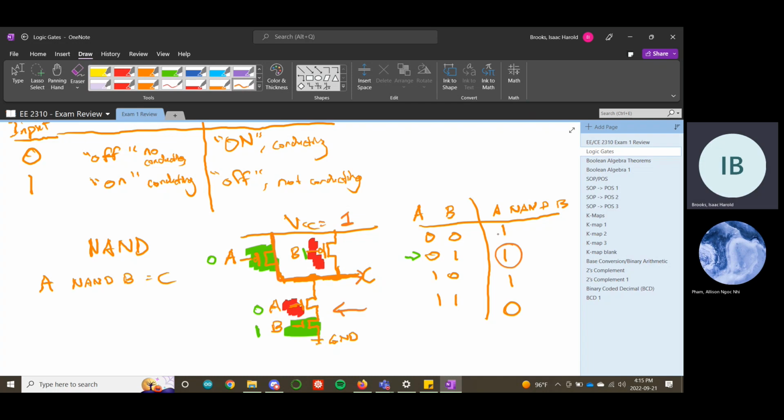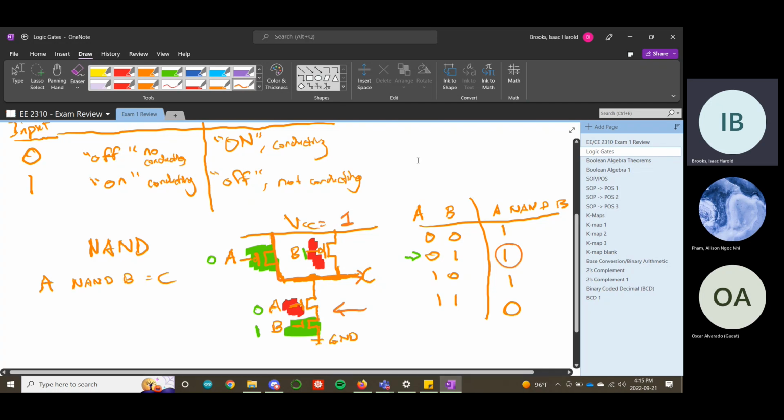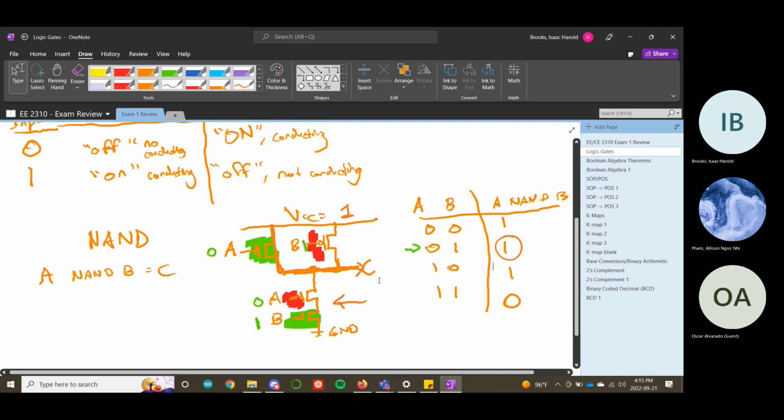So does this make sense? We're looking at each of the transistors, looking at their inputs, and figuring out whether they're conducting or not conducting. You might have a question like this on your exam. I know when I took this class, I had a question like this on my exam. So be prepared to do that. But it doesn't get a lot more complicated than that, right?